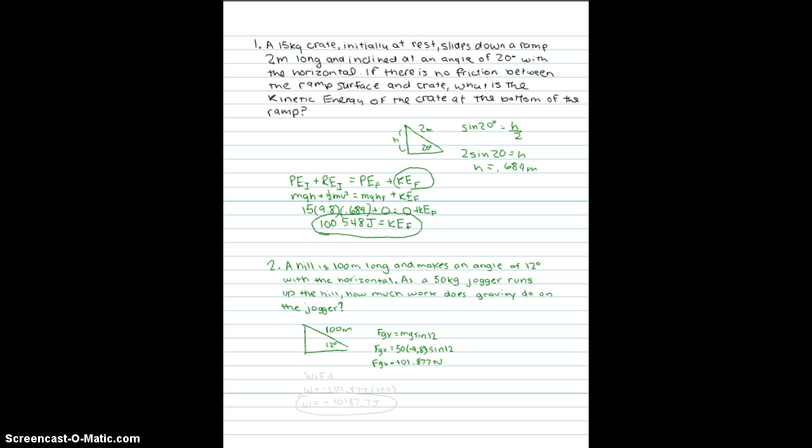And now, since we got the force, we do work. Work equals force times distance, so we know the force is equal to negative 101.877. We know the distance is 100 meters. So we put that in, and then we multiply those together, we get a work of negative 10,187.7 joules.